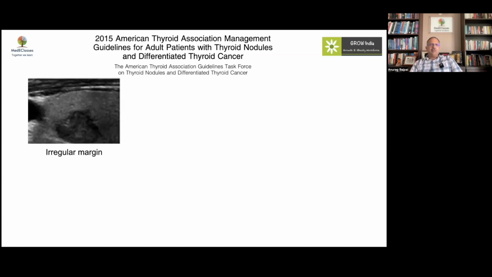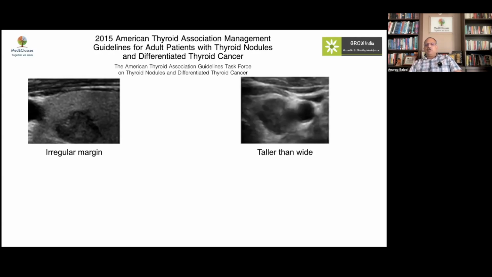Now, I'm talking mostly about the American Thyroid Association guidelines. Recent guidelines have also come in for the pediatric age group, which are pretty similar. So we'll touch base on these scenarios. If you have a clear-cut risk factor like an irregular margin, or a taller than wide appearance. Now, this is a risk factor which is more for adults. It's not there for the pediatric age group.